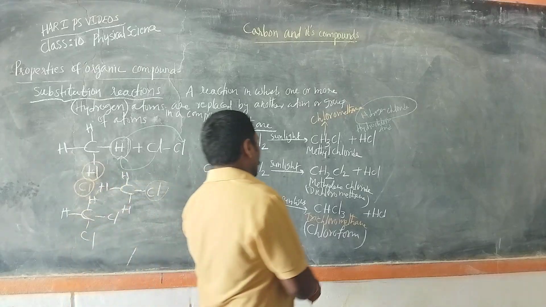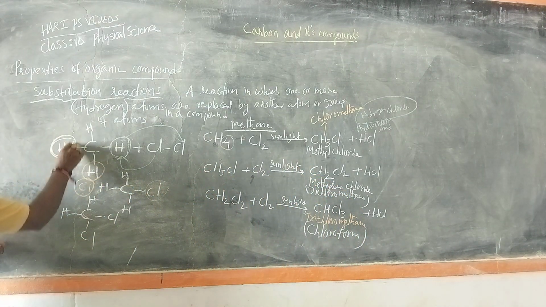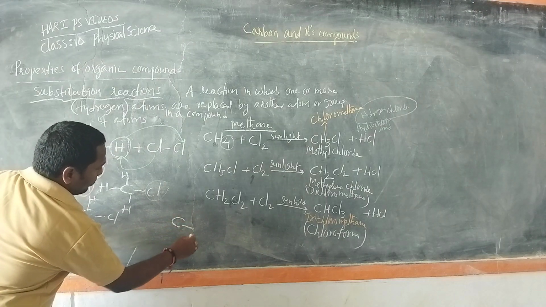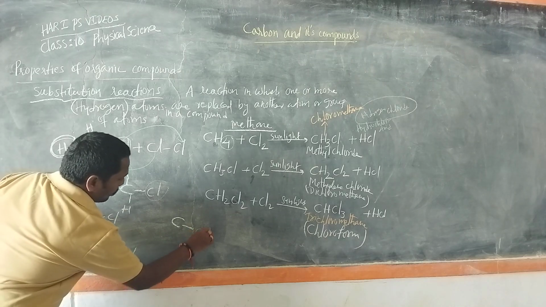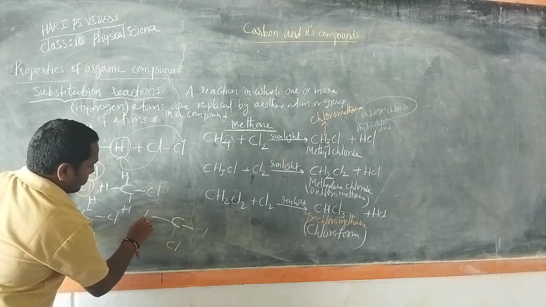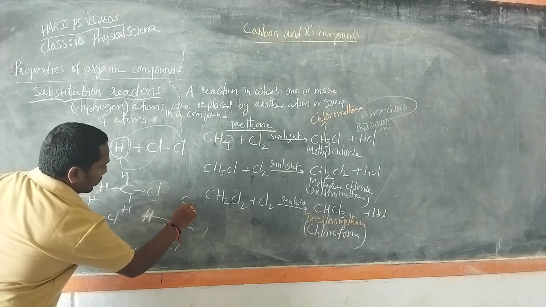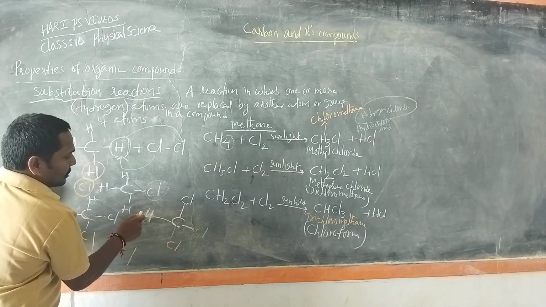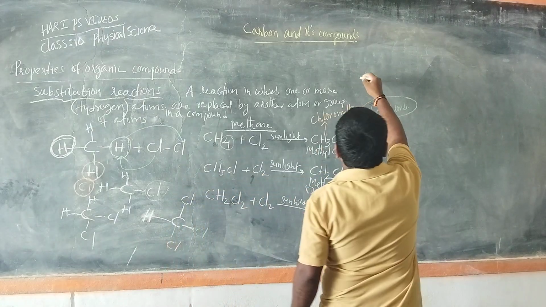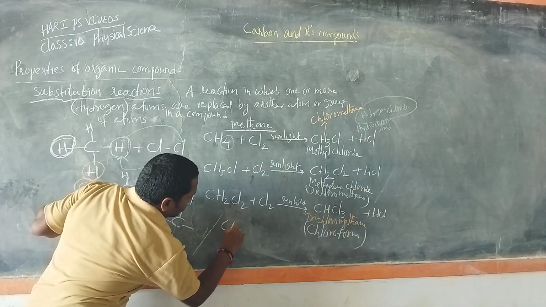Chloroform, CHCl3. Here one more hydrogen is replaced with chlorine. Then we can write C with chlorine and hydrogen. Sorry, here also hydrogen, and here we can write chlorine. C, H, 1, 2, 3, Cl3. This is CHCl3.